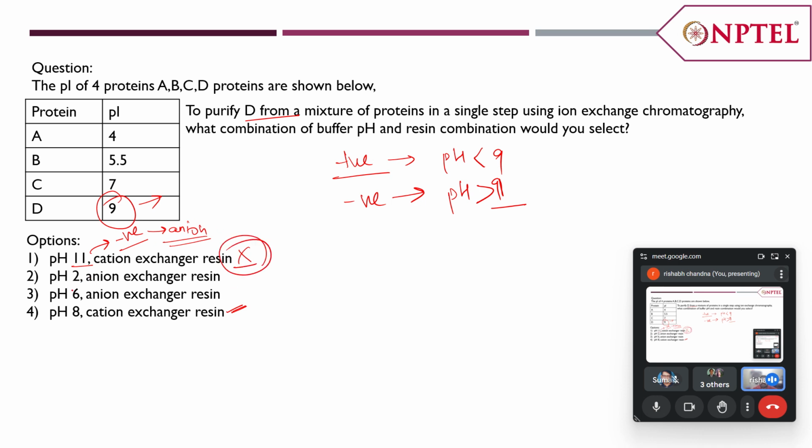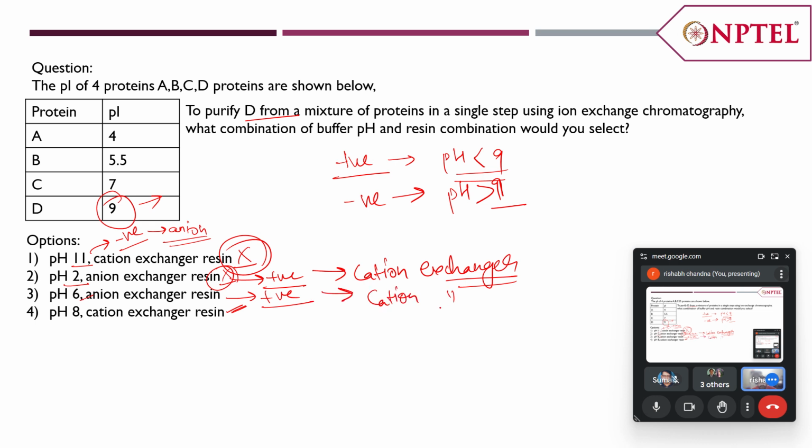In the second option, if pH is 2, that means it is less than pI. So this makes the protein positively charged. So here we require a cation exchanger. Okay, so this option is also wrong. In case of the third option, the pH is 6, that is less than 9. Here also the protein will be positively charged, and here also it will require cation exchange. So this option is also wrong.